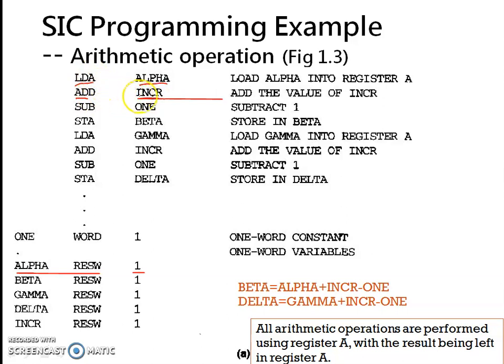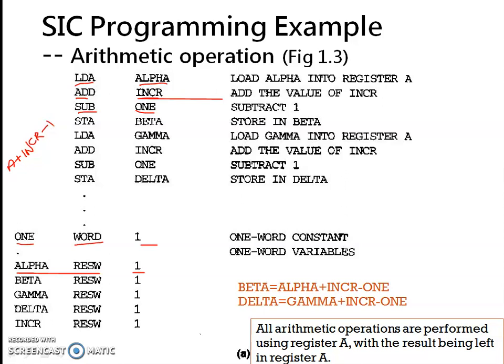Accumulator value will be added with this INCR. Then SUB 1, which means 1 is also defined as a one word constant variable. So accumulator value will be added with INCR, and then it is subtracted by 1.